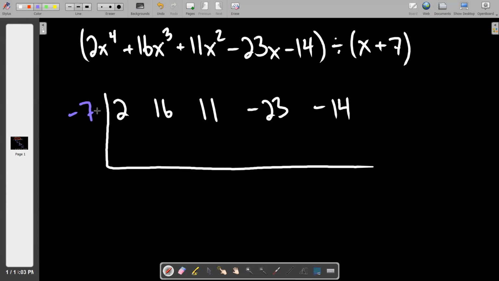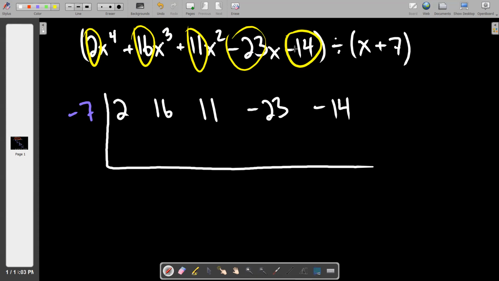So let's talk about this. First off, where did I get 2, 16, 11, negative 23, and negative 14? From the base problem, from right here. With synthetic division, we don't have to worry about their exponents. We don't have to ever talk about x's for the next 2 minutes. We just take the numbers, those are called the coefficients. You pluck them off the front of the dividend, the first polynomial, and you just copy them down. You should write this down once you understand where those numbers came from.